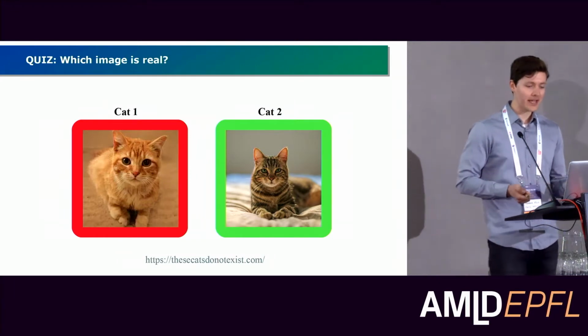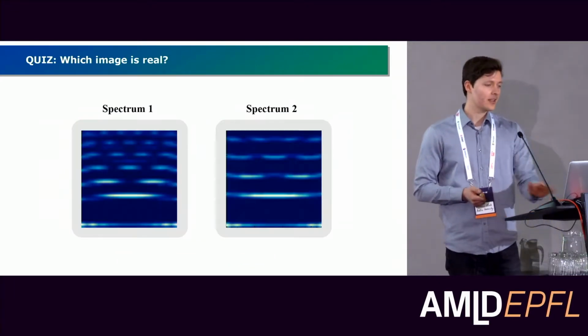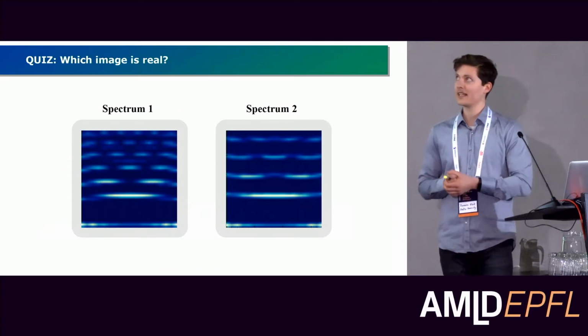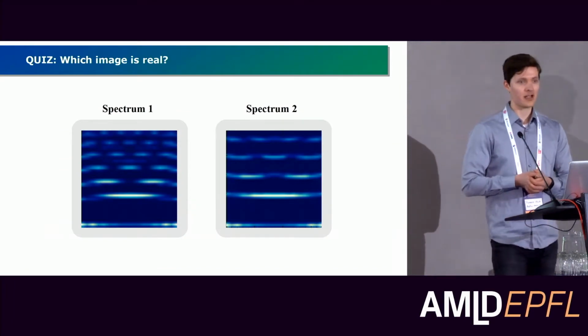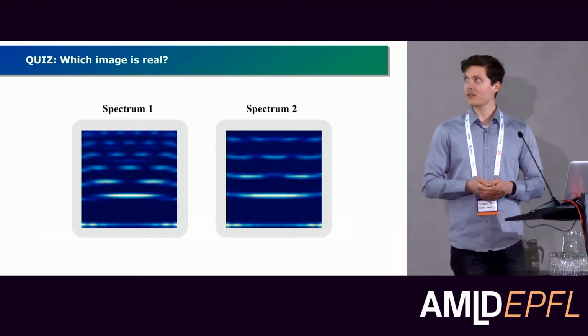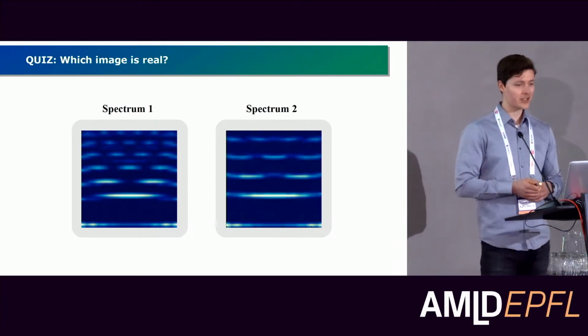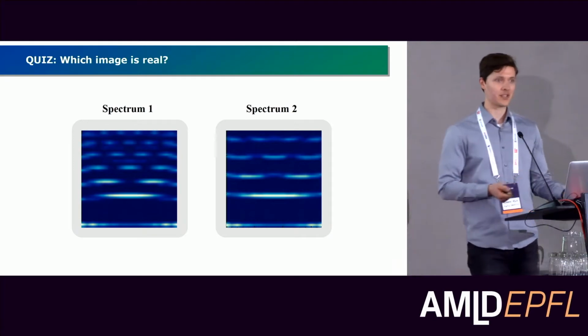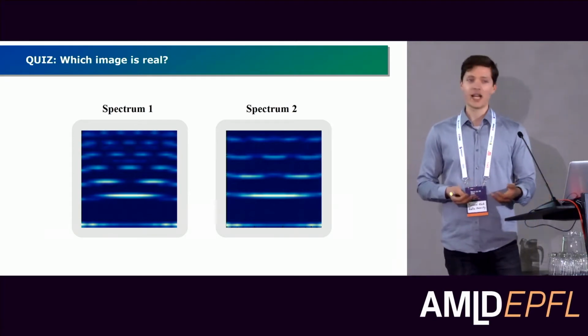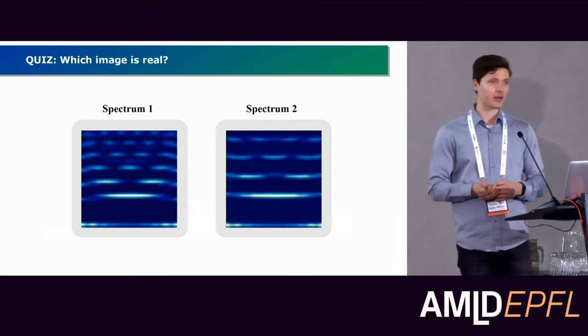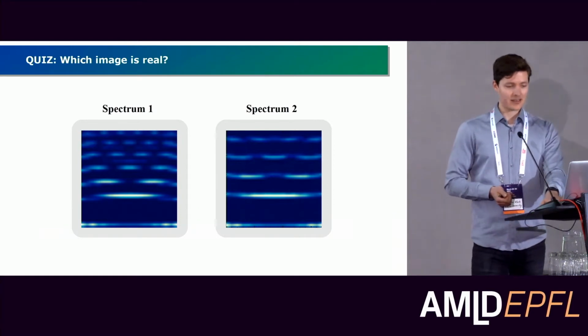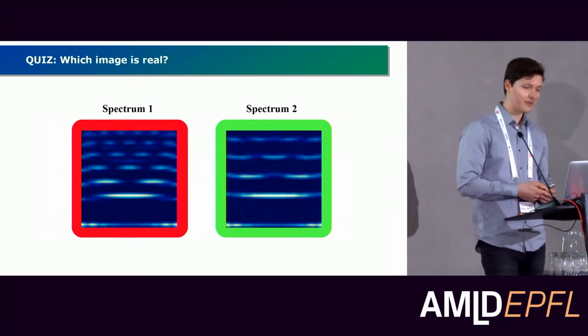And we can play basically the same game also for physical quantities. In this case, I show you two spectra. I will explain shortly what exactly we see here, but for now it's just for the sake of demonstration. And the question again is which image is real. And I think it's, for the human eye again, pretty hard to distinguish between real and fake images. And in this case again, the one on the right is real.